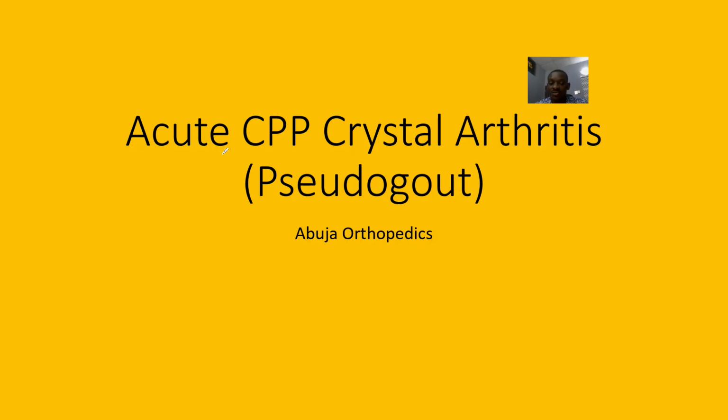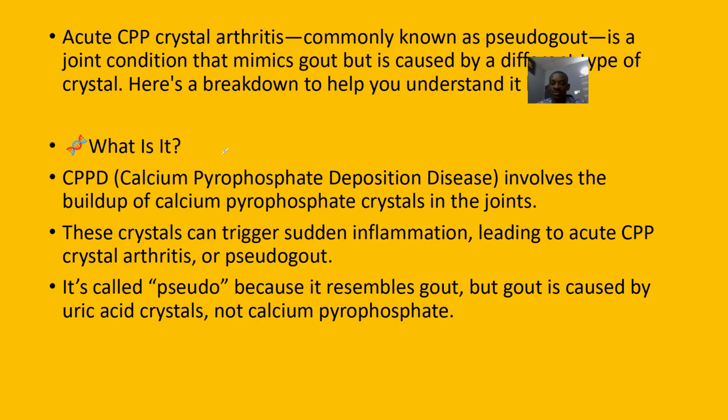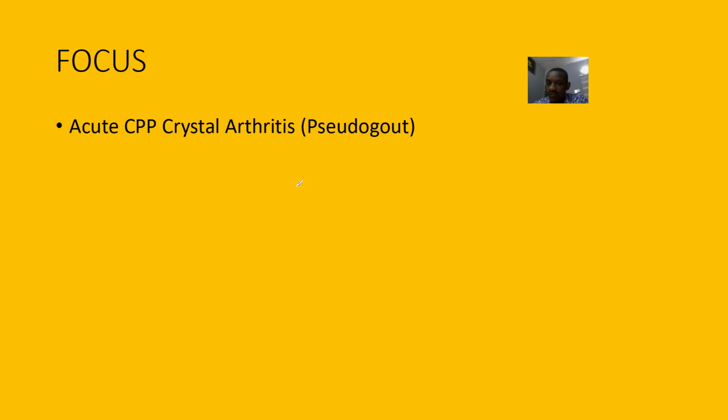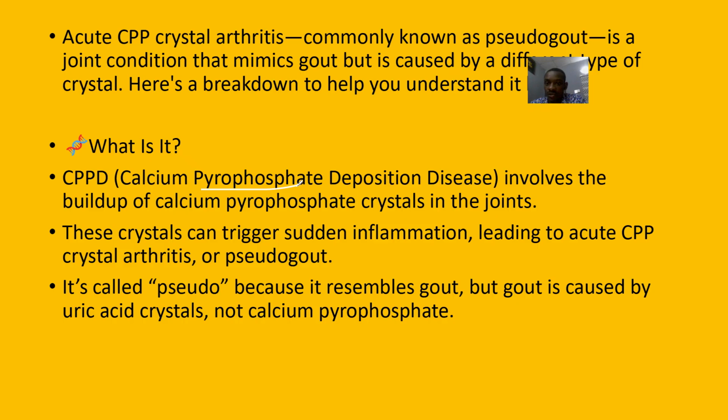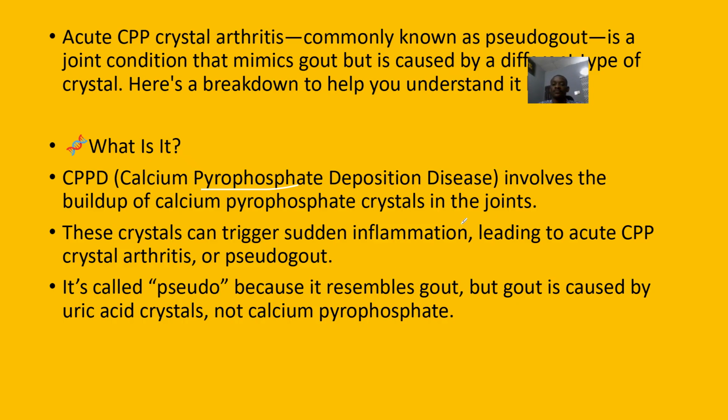So for this one, it's also known as what? Acute. Okay, CPPD is what? Calcium Pyrophosphate Deposition Disease. From defining the terminology, when we say something is acute, this happened all of a sudden, right? So it's also known as pseudogout. In this picture, you can see a deposition of calcium pyrophosphate deposits in the joint. This will cause inflammation and could cause your joints to become stiff.